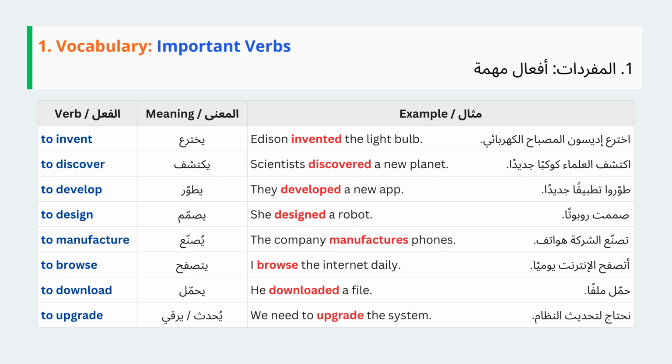To manufacture. Example, the company manufactures phones. To browse. Example, I browse the internet daily. To download. Example, he downloaded a file. To upgrade. Example, we need to upgrade the system.